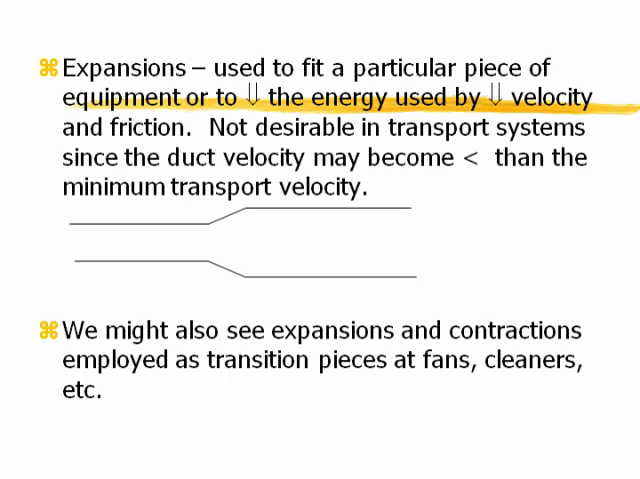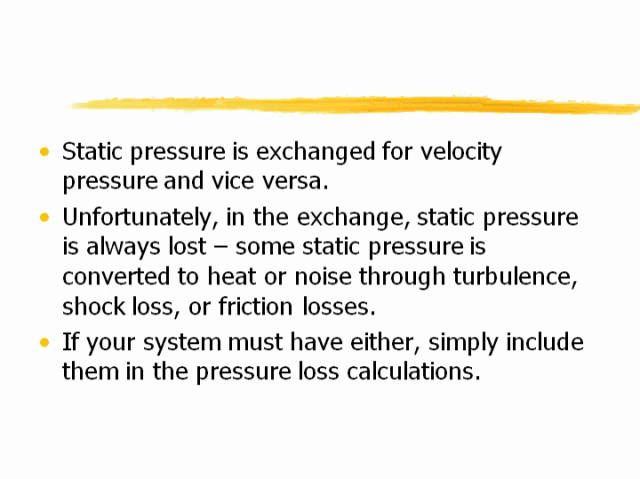So we know what capture velocity is, capturing a contaminant in front of the hood. Now we want to make sure that contaminant stays entrained in the air, so we have minimum transport velocities for various contaminants. Or we might have to fit onto a fan or an air cleaner. They're just like contractions. There can be many reasons for expansions. How do we know if we have an expansion or a contraction? Well, contractions go from larger to smaller. Expansions go from smaller to larger. And with expansions, we regain some static pressure. And with contractions, we lose static pressure, or have increased static pressure loss.